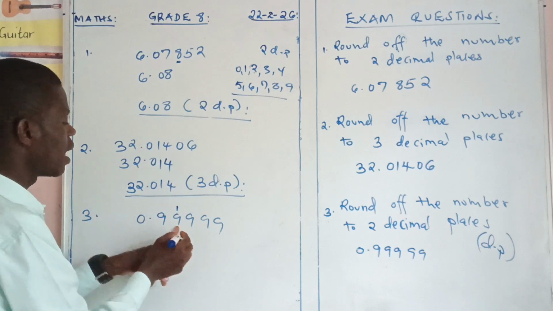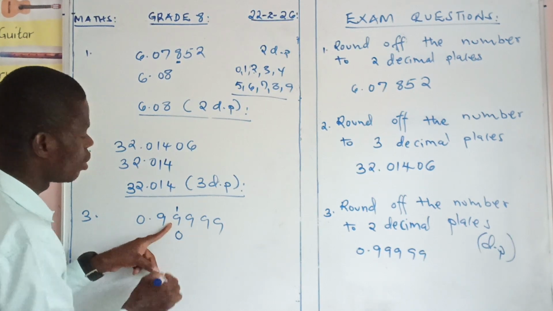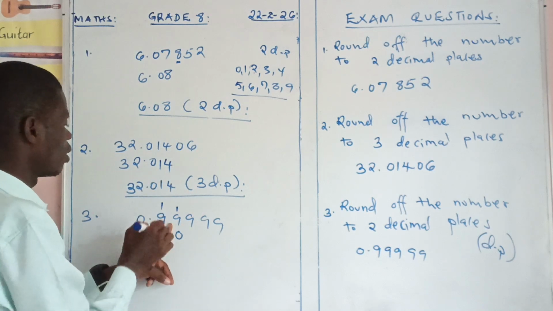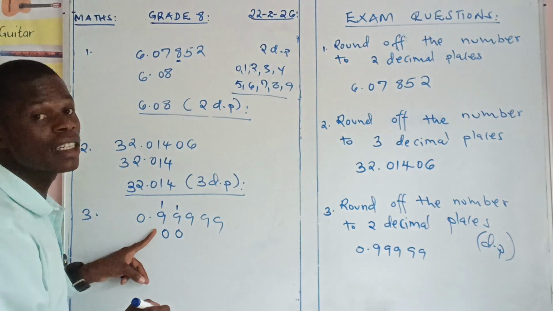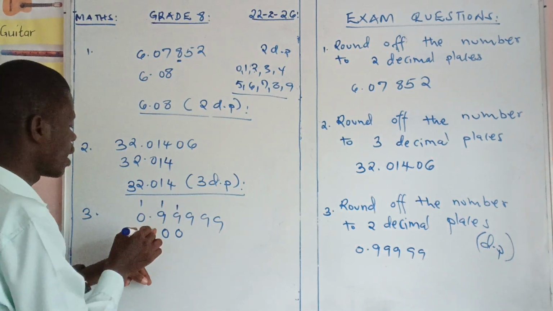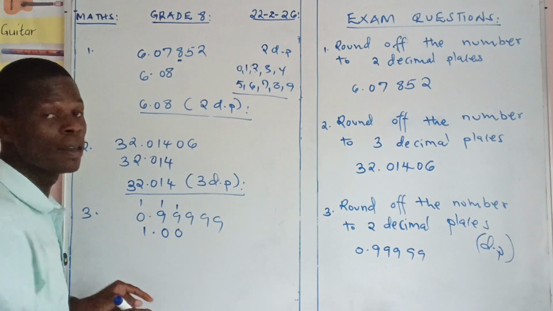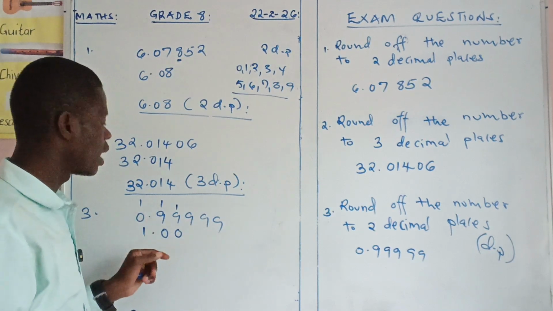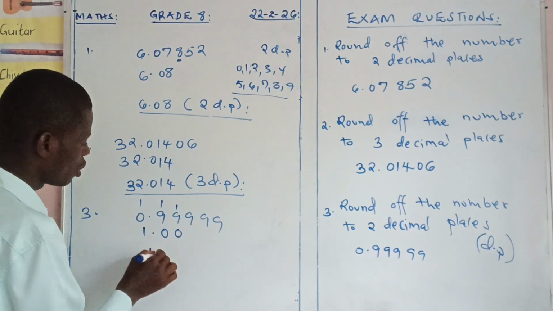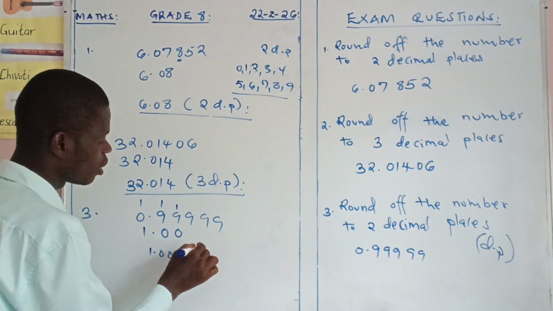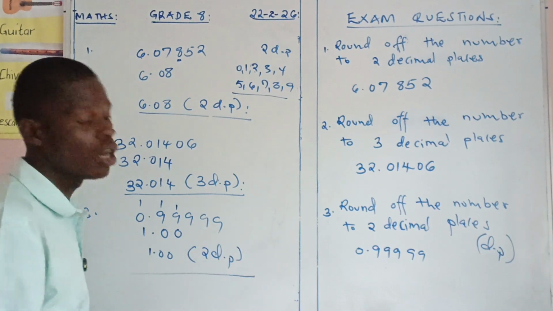So if I add 1 here, 9 plus 1 is now 10. I write 0. I carry 1. Here, 1 plus 9 is still 10. I write 0. I carry 1. Add it this side. So 1 plus 0, this now will be 1. So 0.99999 rounded to 2 decimal places will be 1.00. Then you indicate you rounded your number to 2 decimal places.